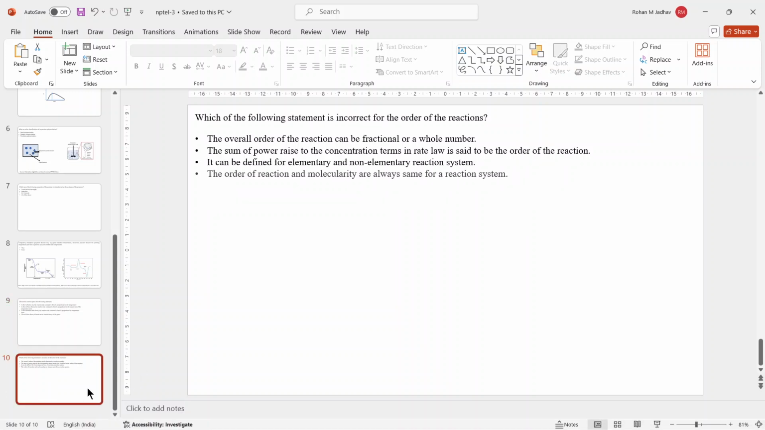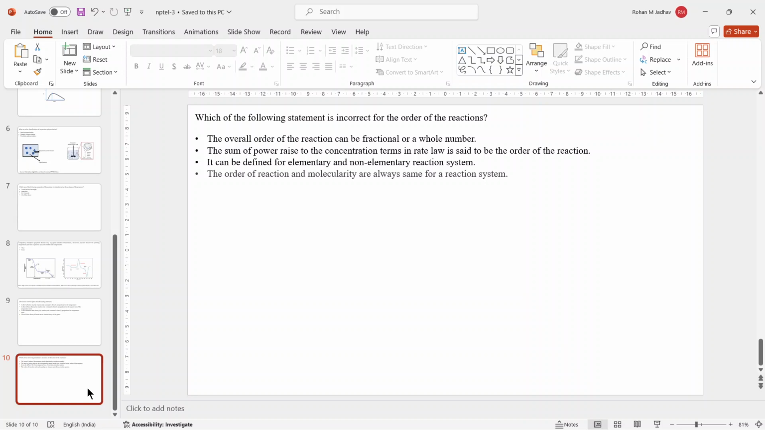Next question. We have: which of the following statements is incorrect for the order of the reactions? Now, what was the definition for the order of the reactions? It is the sum of the stoichiometric coefficients to which the reaction concentration terms are raised.